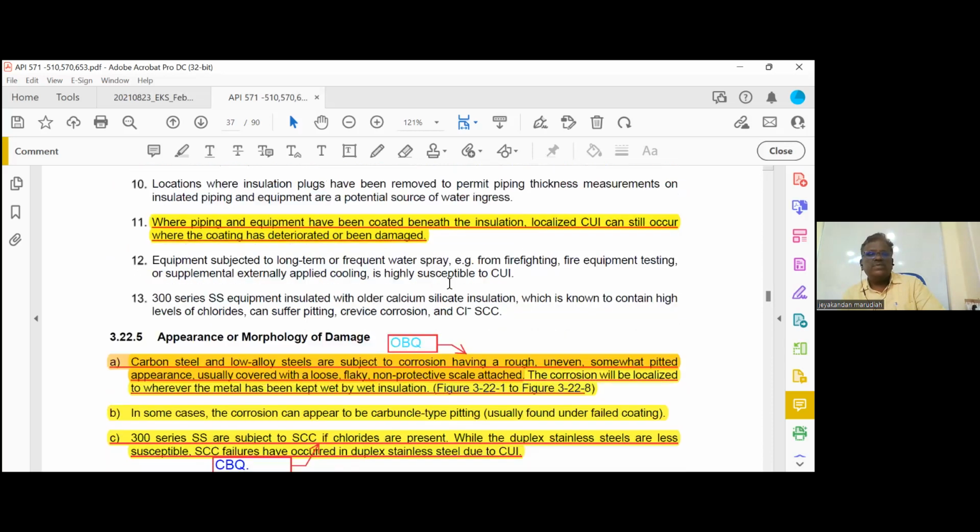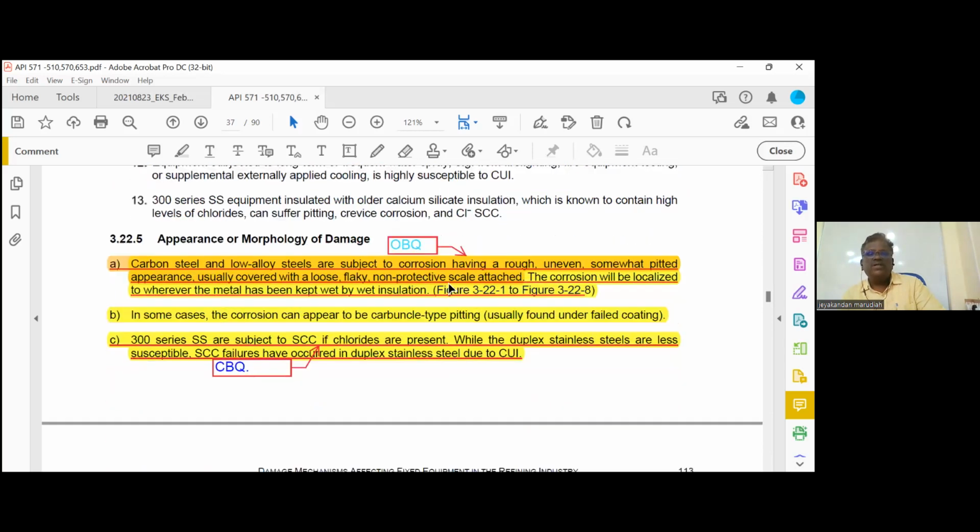Then appearance and morphology. This is important. Carbon steel and low alloy steel are subject to corrosion having a rough, uneven, somewhat pitted appearance, usually covered with a loose, flaky, non-protective scale. It was an open book question, recently asked. So carbon and low alloy steel have a rough, uneven appearance, and C is important. 300 series stainless are subject to stress corrosion cracking if chlorides are present, while duplex stainless steels are less susceptible.